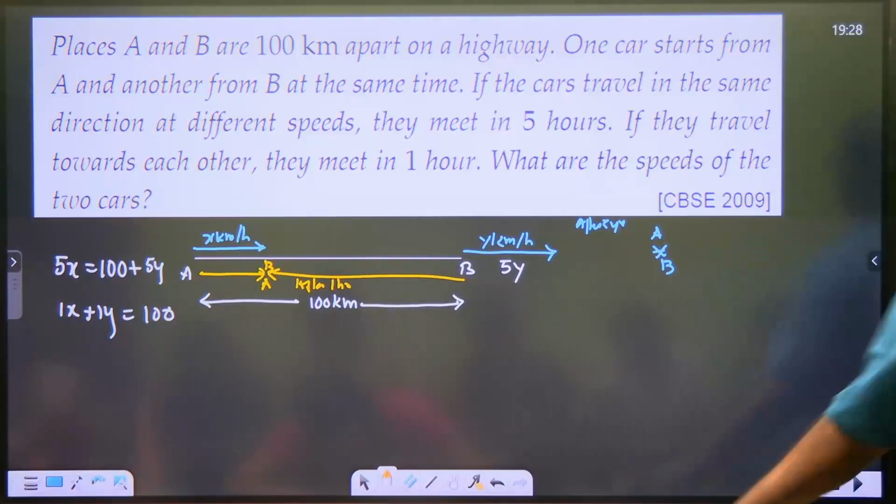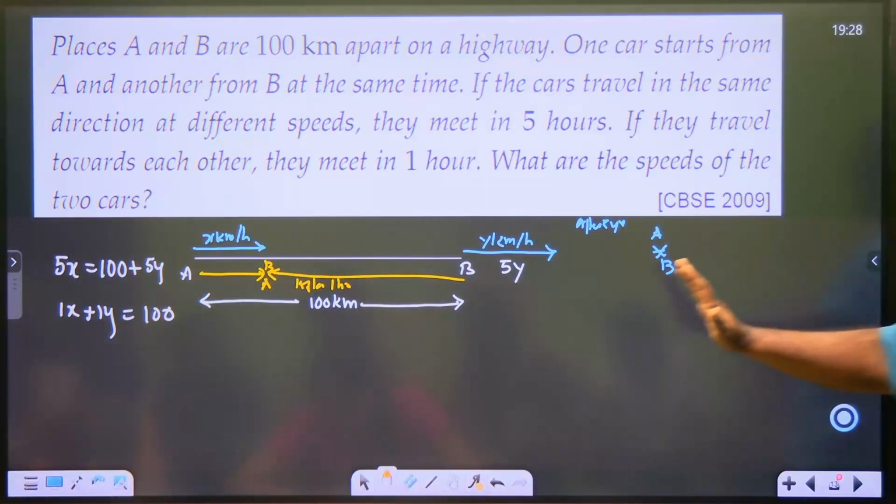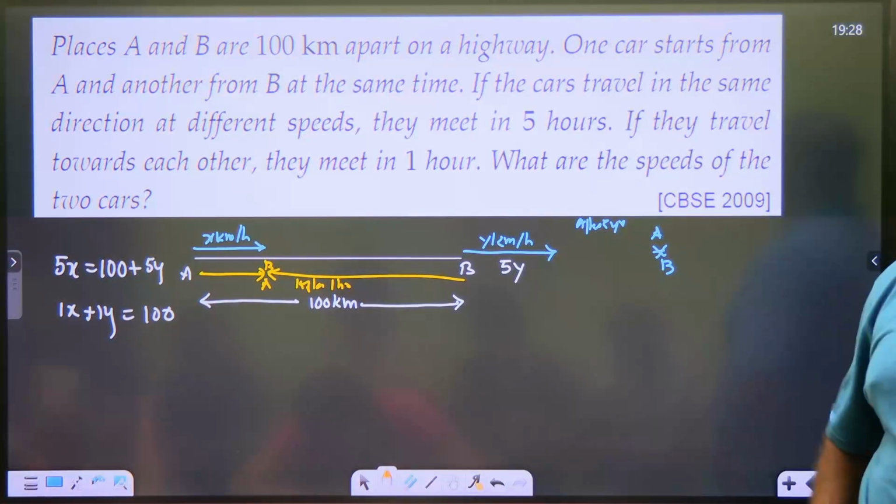Aditi, did you understand? Cracking problems are more important. Anurag, what happened? He is frozen.